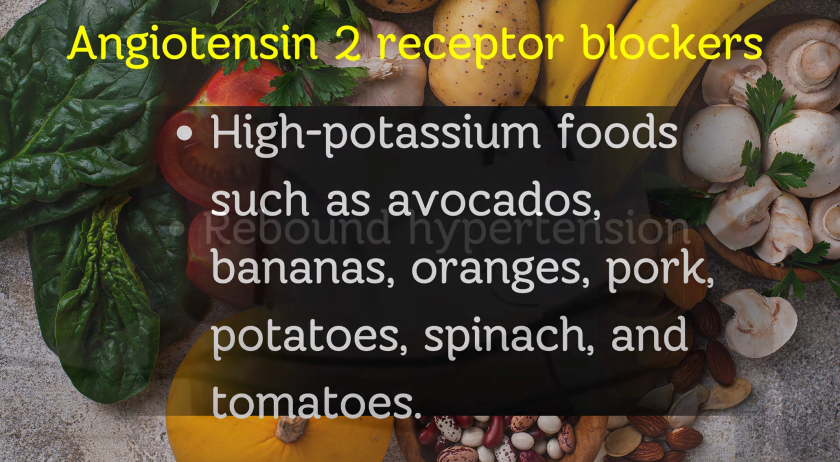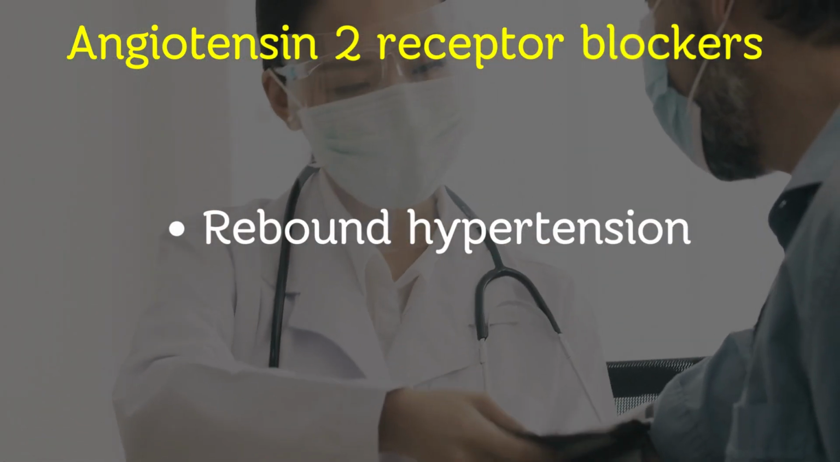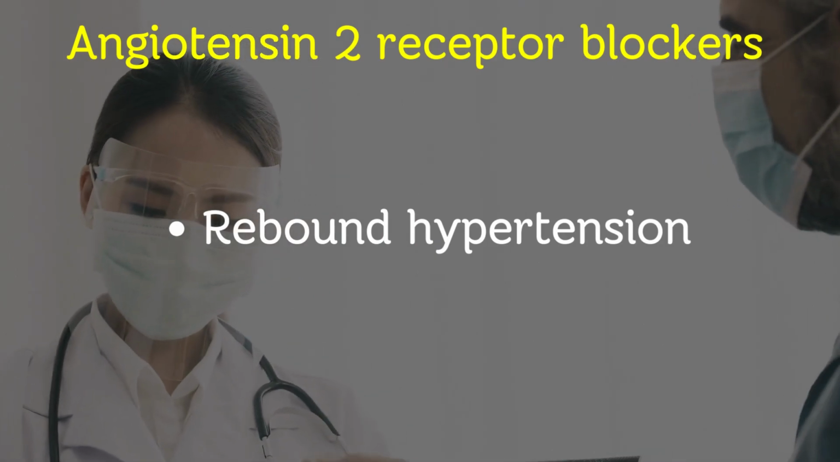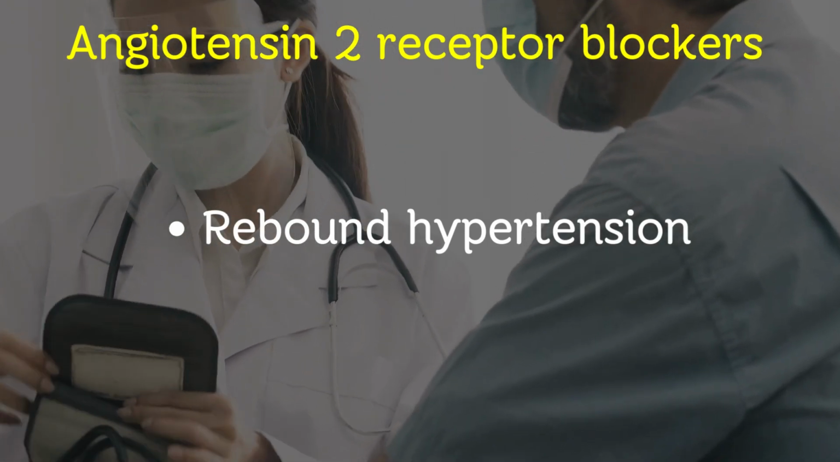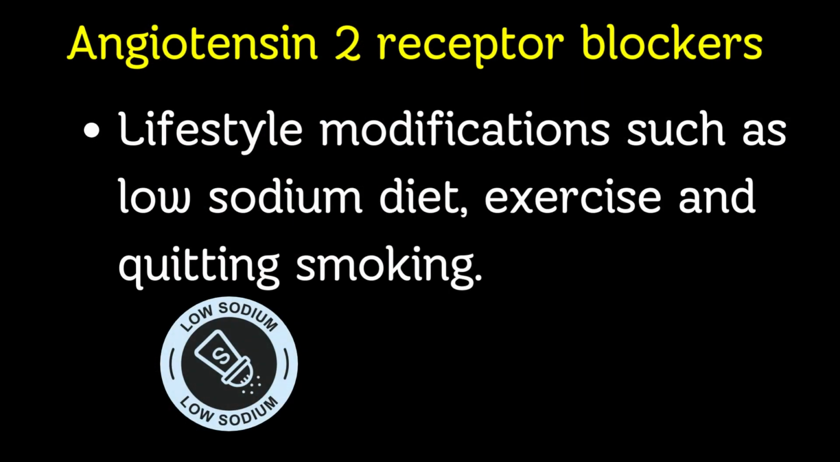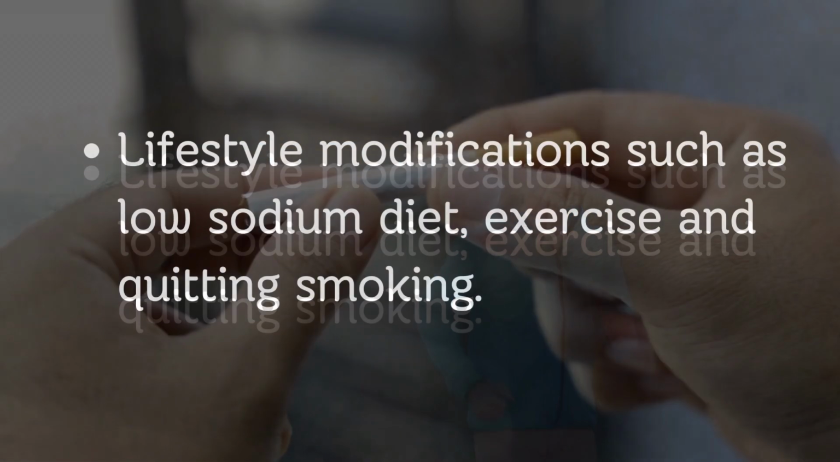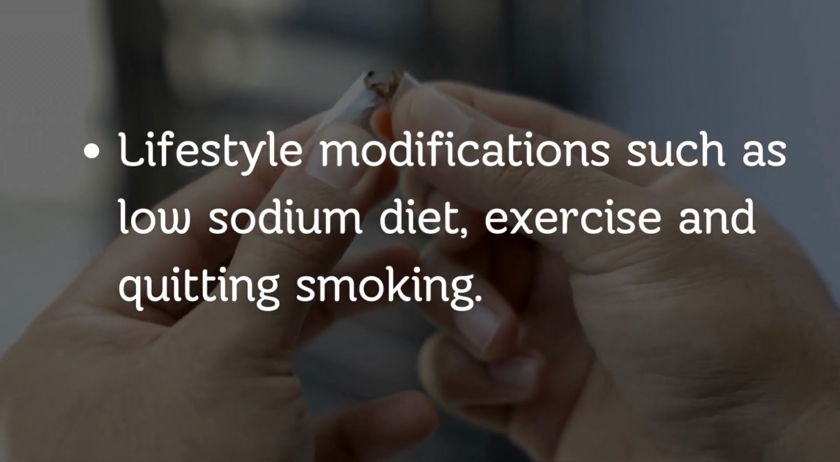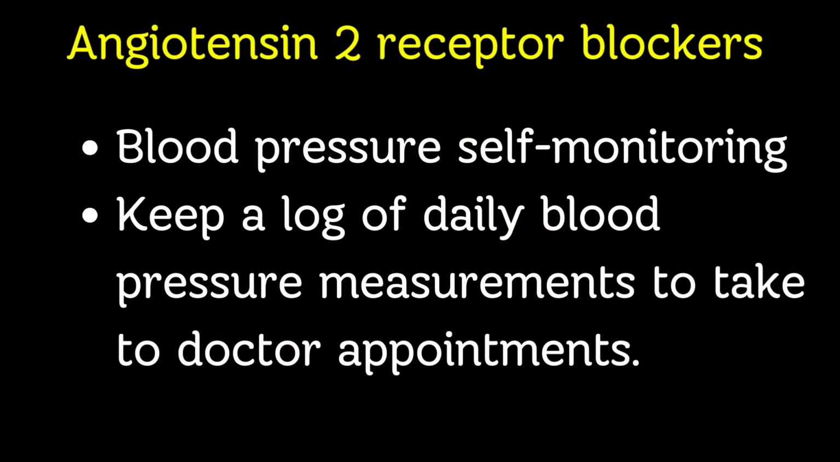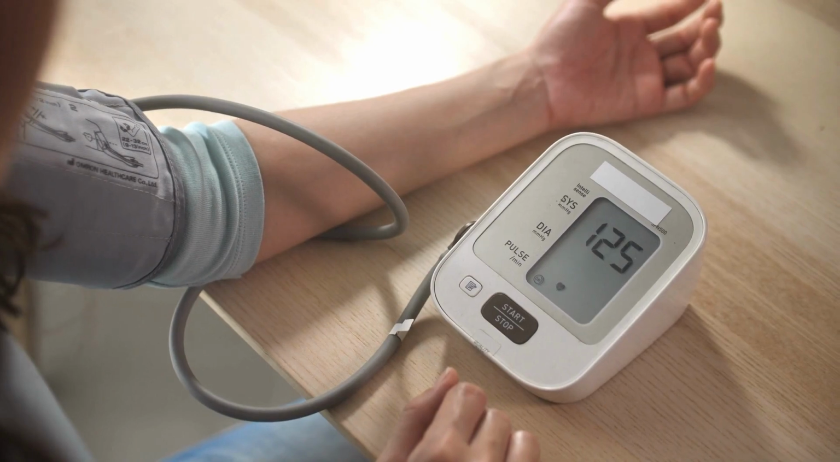Do not skip doses or stop abruptly taking angiotensin II receptor blockers, which will lead to rebound hypertension. Lifestyle modifications include a low-sodium diet, exercise, and quitting smoking because taking the antihypertensive medication does not cure hypertension. Daily blood pressure self-monitoring and keeping a log to bring to their doctor's appointment.